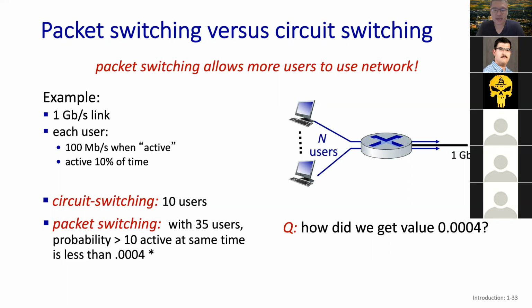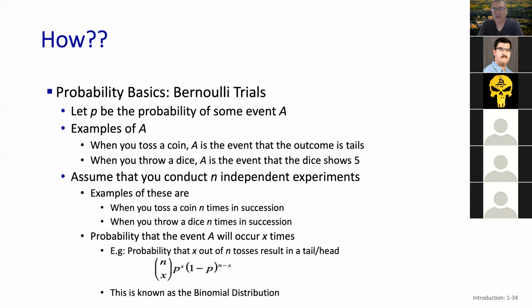And another question is, okay, if I have more than 35 users, right? I have 40 users, I have 100 users, what will happen? I think this question is simple, because if you have more users, the probability of more than 10 active users would increase, right? But how we can do the calculation to calculate the probability, that's our question, okay?